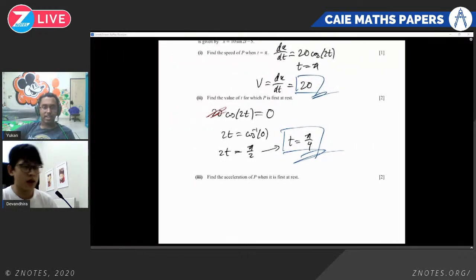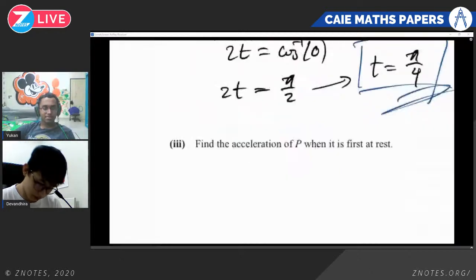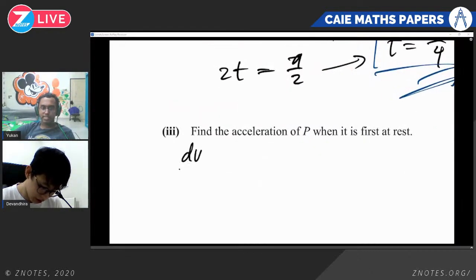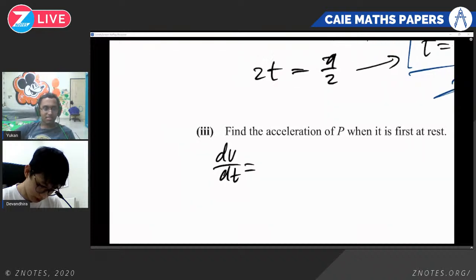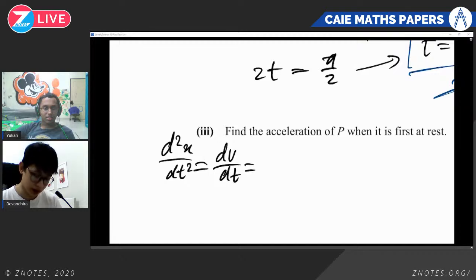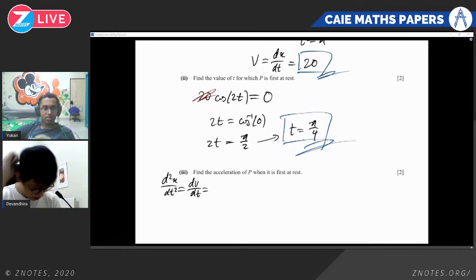We can just differentiate our velocity. That's correct. So we have dv with respect to dt, with respect to time, of course. Or some of you may see it as d squared x over dt squared, the second derivative of x, correct?